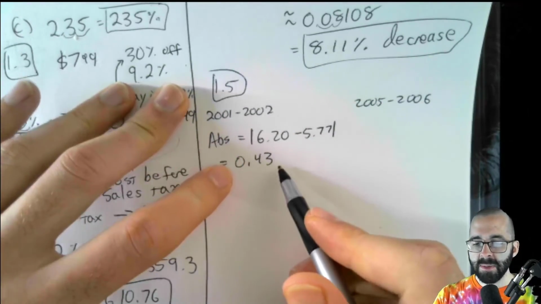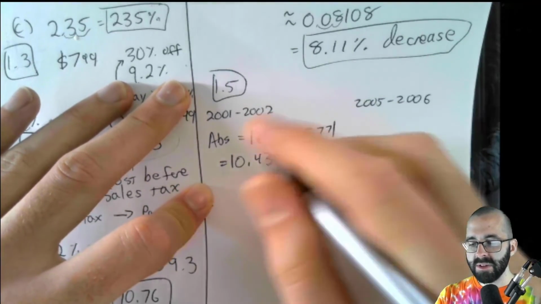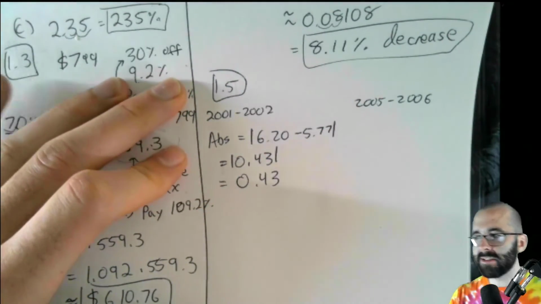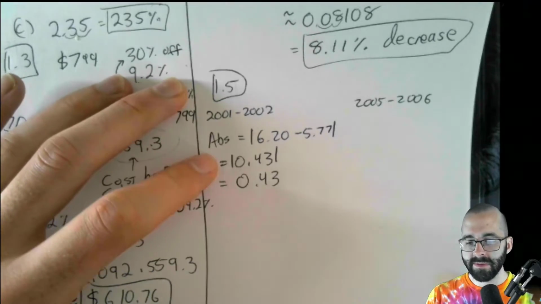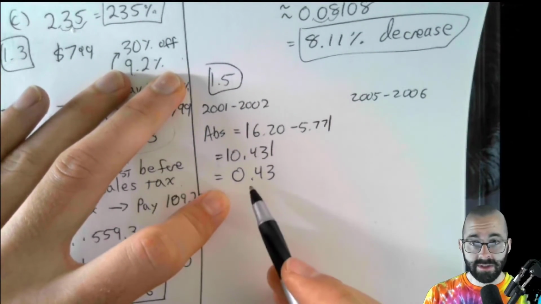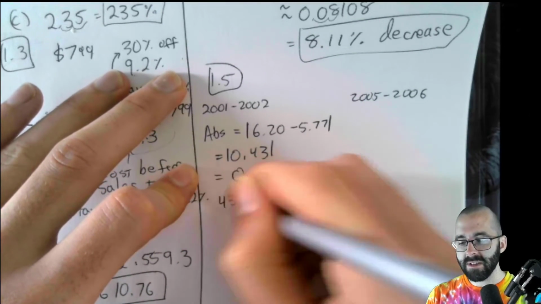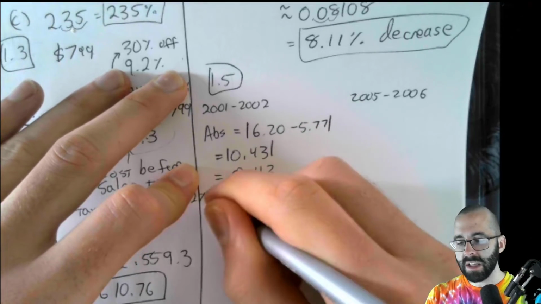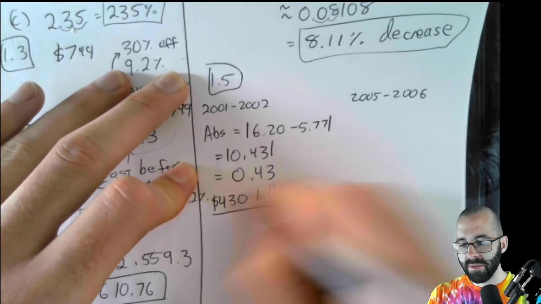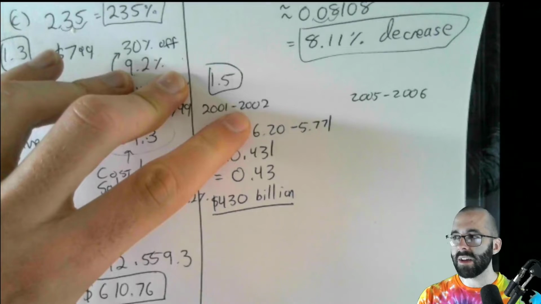And again, this is still in absolute values, but because this is a positive number, right, absolute values just turn something positive. So because it was already positive, the absolute values don't really do anything here. So this is in trillions of dollars. So that's going to say we can convert this to $430 billion. And that's our absolute change from 2001 to 2002.